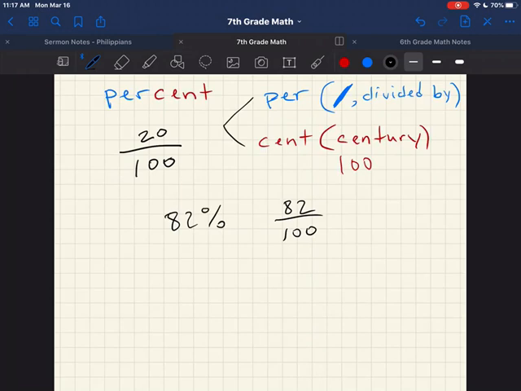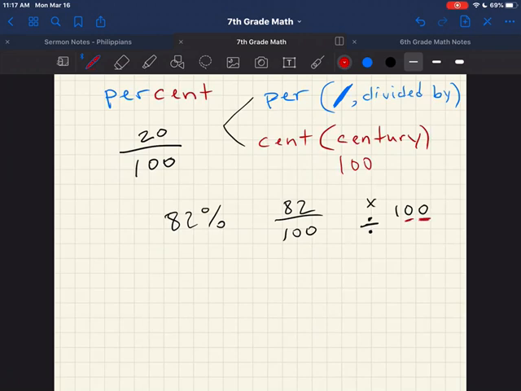So I want to review something with you guys. We've talked about multiplying and dividing numbers by 10, 100, 1,000, right? When we do that, we count the zeros and we move the decimal in the specific direction by the number of zeros. So here we have 2 zeros.